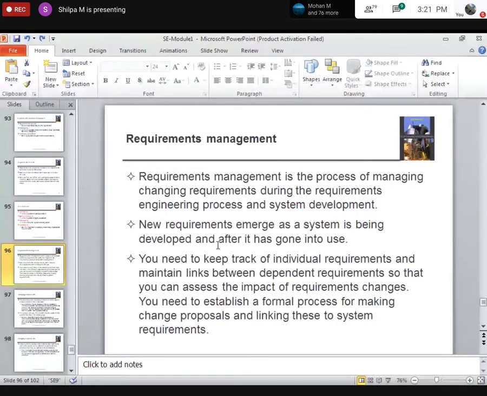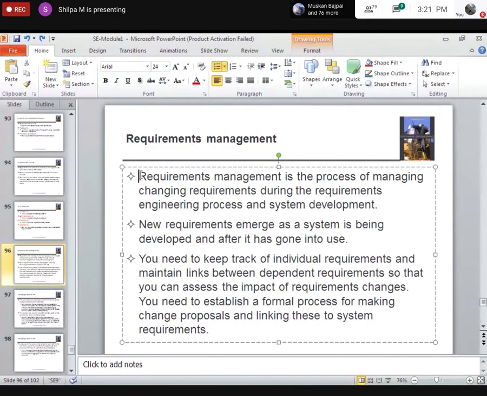Next is requirements management. So what does it mean? It means managing the changing requirements during the requirements engineering process and system development.